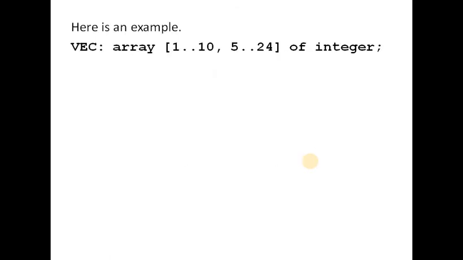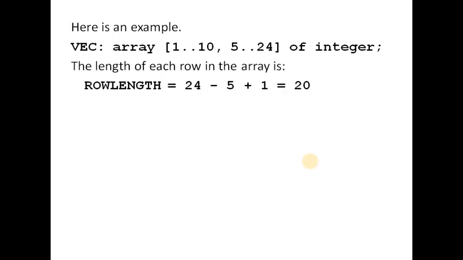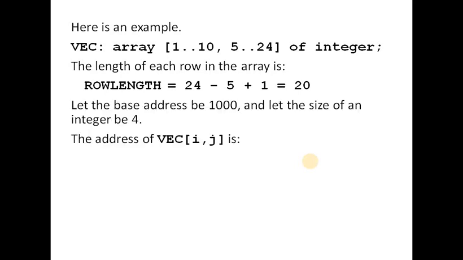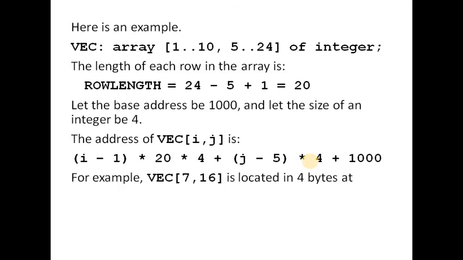Here is an example of an array. Another example: VEC array elements are 1 to 10 and 5 to 24, all integer values. The length of each row in the array is row length = 24 minus 5 plus 1 = 20. We are defining the row length, and we can write VEC[i][j] with (i minus 1) multiplied by 20, these are the calculations of the array. We can write this address in the form of the 7 to 16 elements located in 4 bytes.